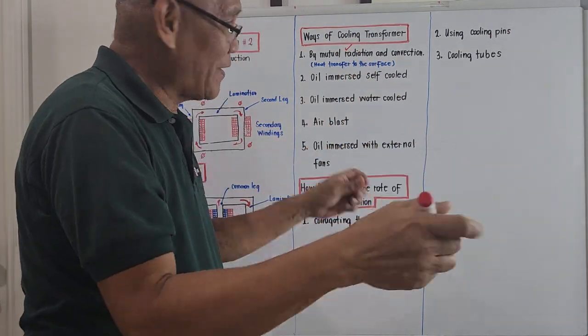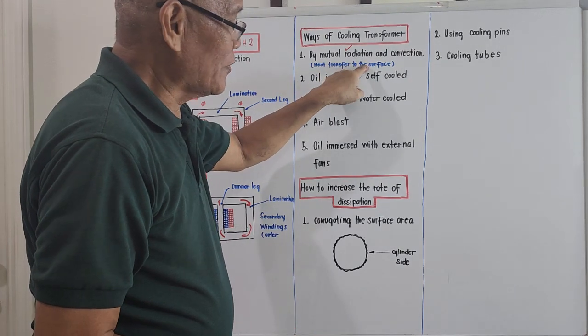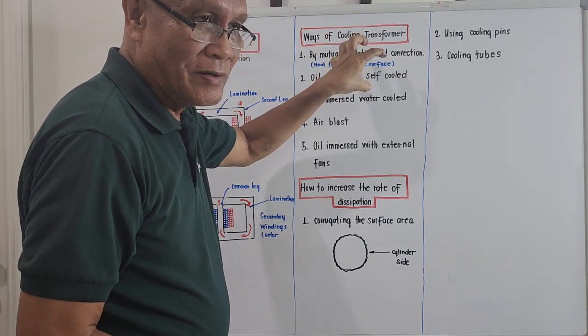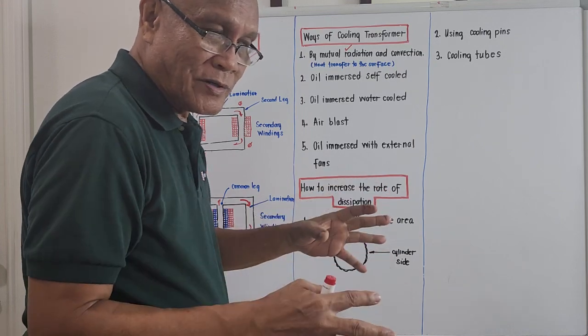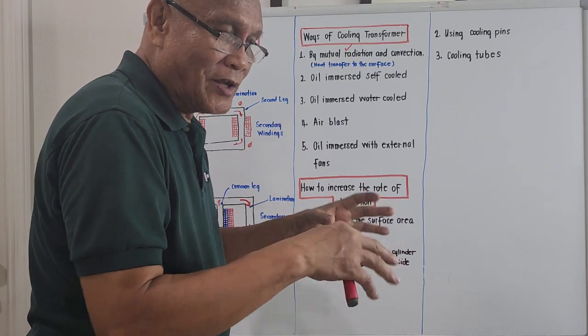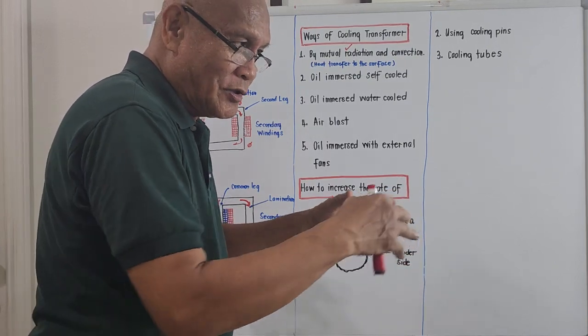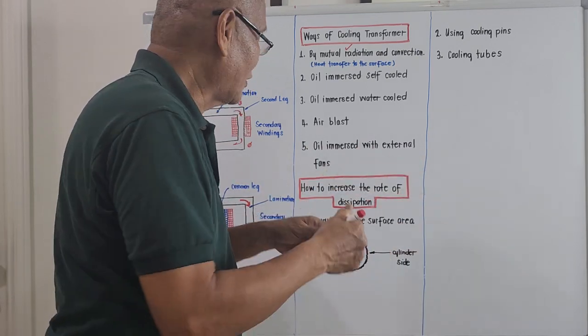Because if we define convection, it is heat transfer to the surface naturally. So if the transformer is not oil immersed, it will just be a dry thing inside. For it to be cooled off, at least the surrounding surface area should be more, so it could dissipate more heat. That's number 1.